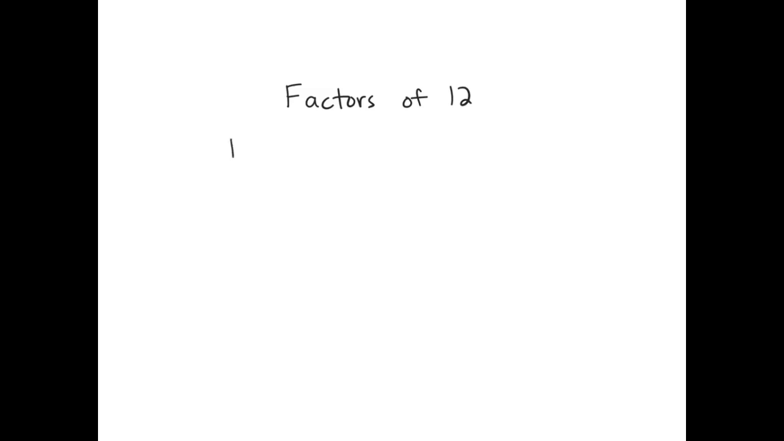So when I look at the factors for 12, the easiest way to find the factors is to write down the multiplication facts that give me 12. 1 times 12, 2 times 6, 3 times 4. So when I write them in order, I would write 1, 2, 3, 4, 6, and 12. You can always tell if you have all the numbers if you can pair them up with a partner.